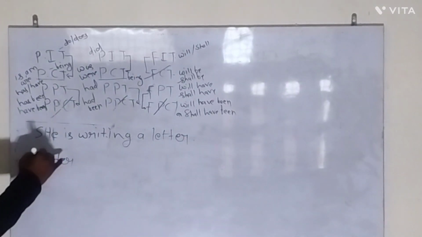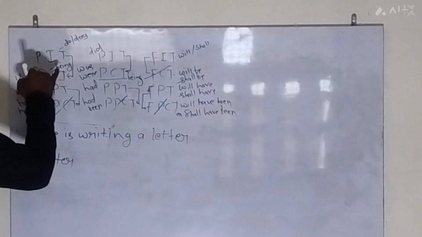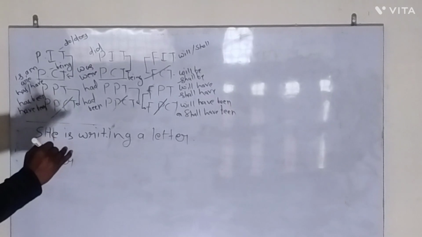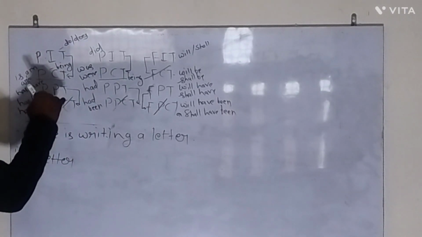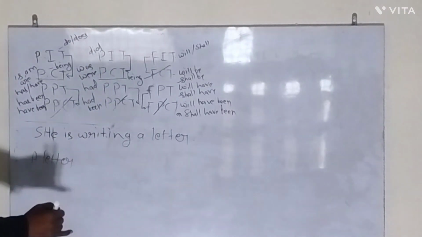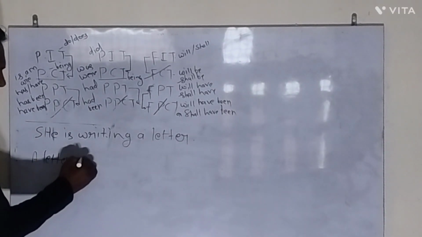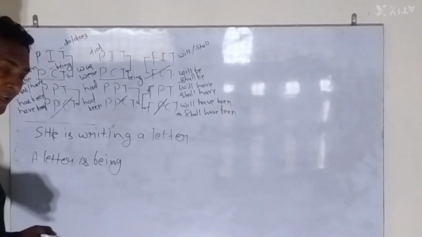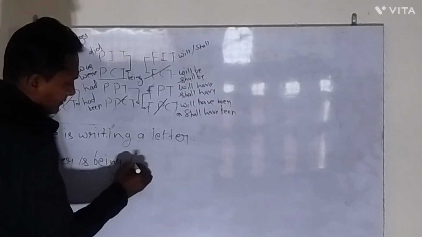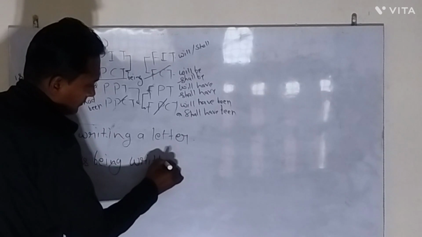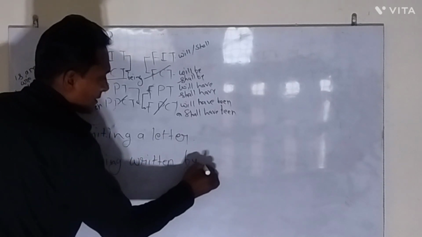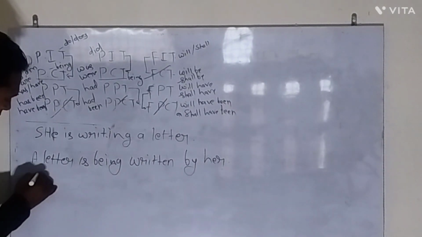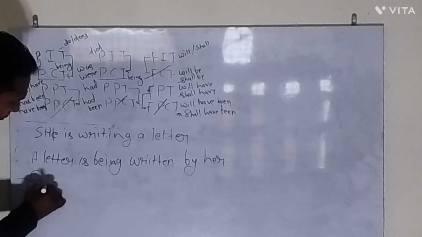Now we have to know that the helping verb will be its own. We don't have to use a helping verb of another tense. The same tense's helping verb will come here. A letter is being written by her. Clear?